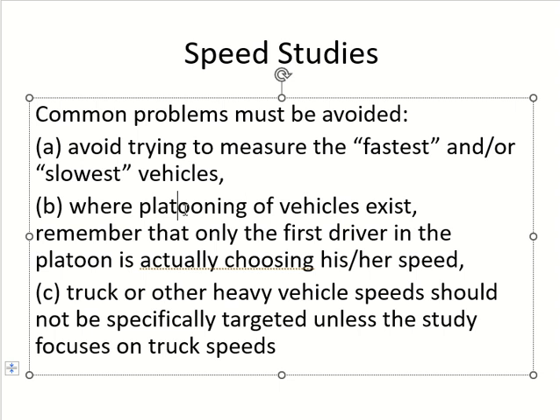The third mistake is we do not include heavy vehicles into the calculations, or into the speed studies normally, except if you are focusing specifically on heavy vehicles. Only in that case you can include trucks, or maybe you do only trucks or heavy vehicles then. Okay, but we never mix them because there is a lot of difference between the speed of cars and trucks.